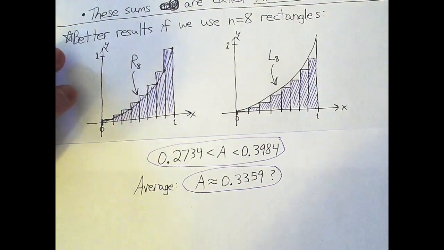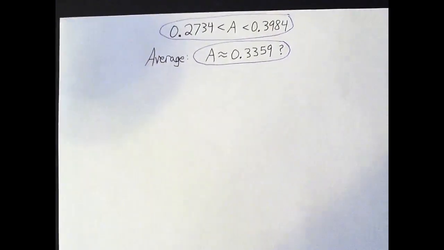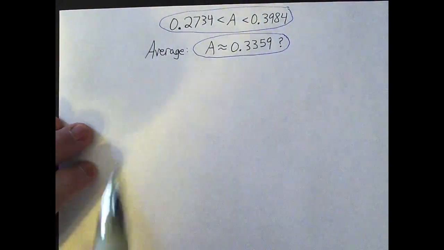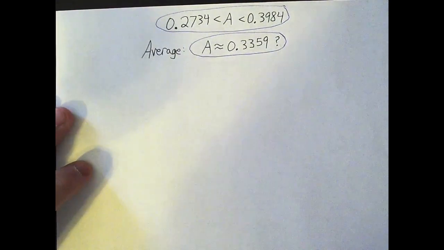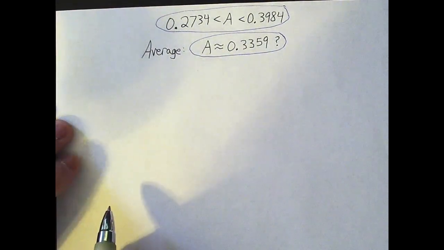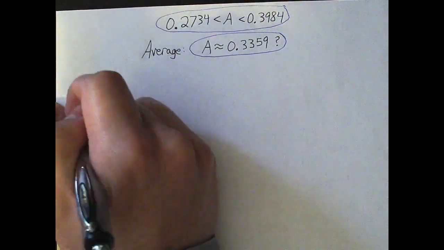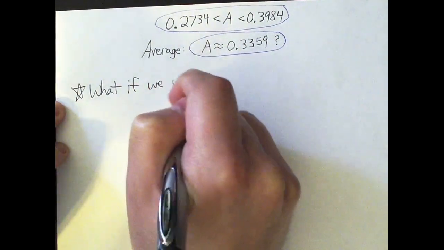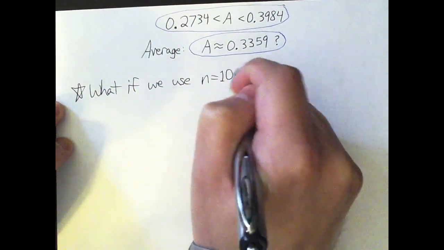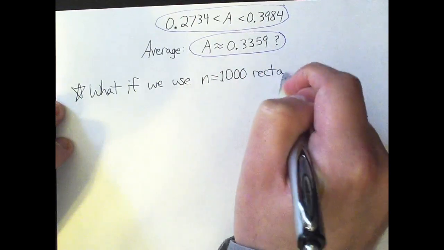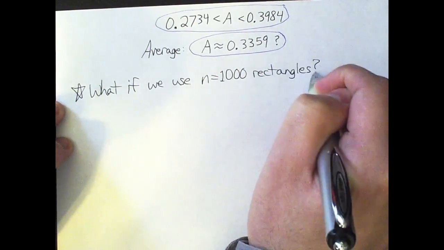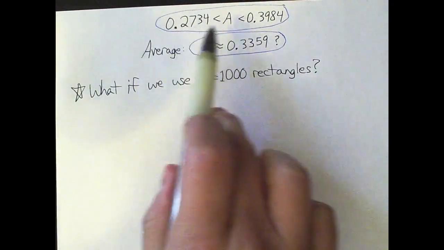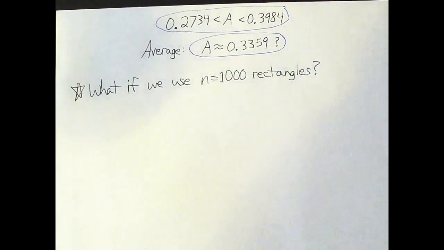So I'm going to move the pictures away. How about this? So, okay, we did 4 rectangles. We get some numbers. If you do 8 rectangles, you get some numbers that I say are better. What if we use 1,000 rectangles? What if we did L1000 and R1000? Those would line up really closely, right? Can you imagine that?